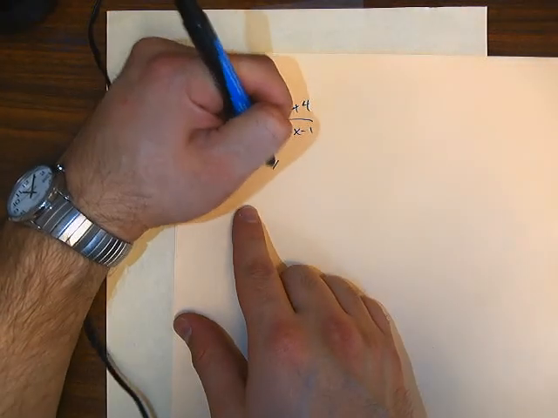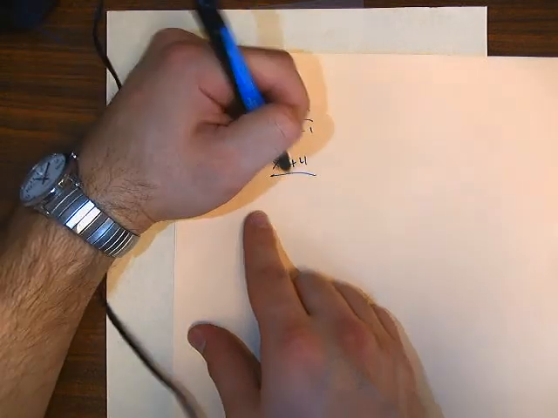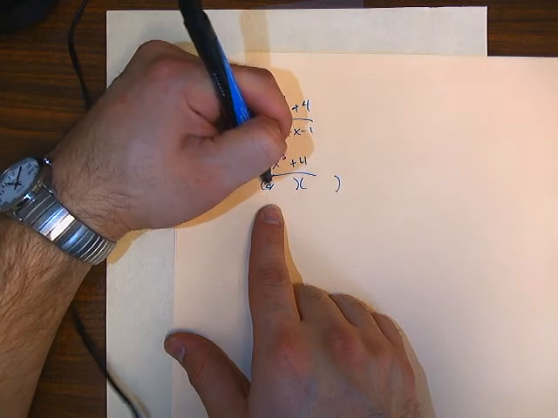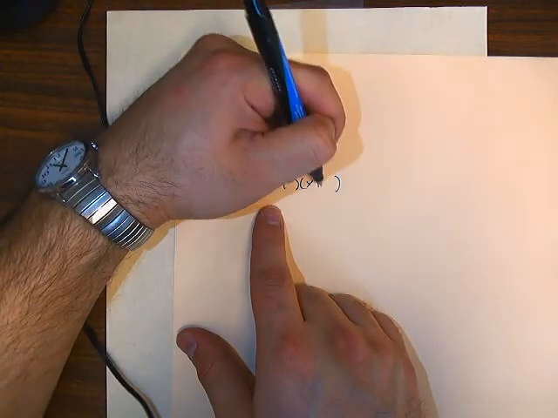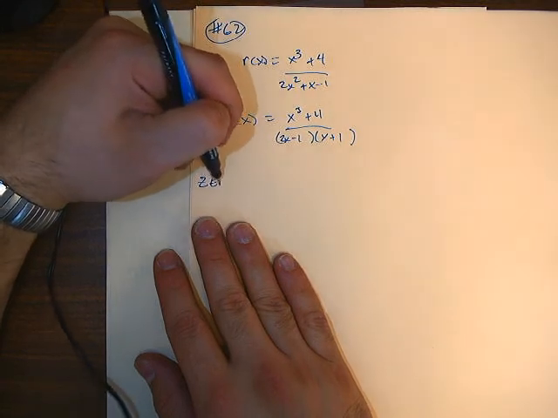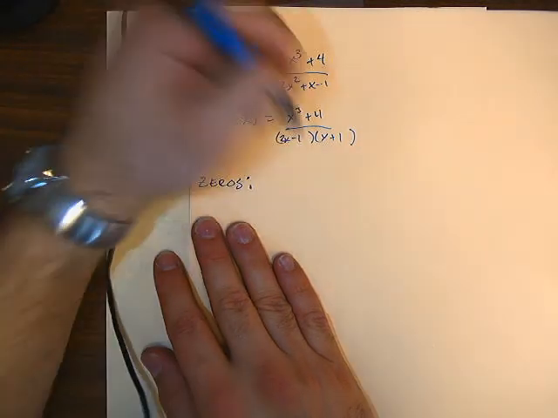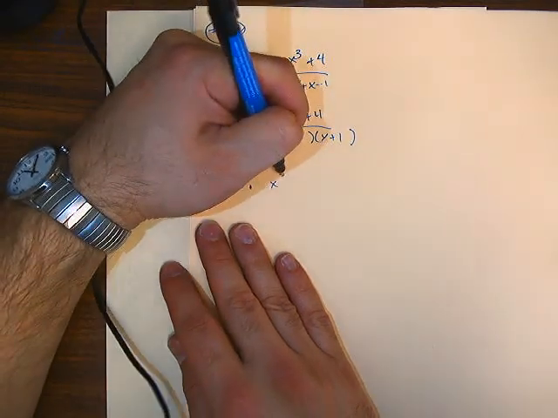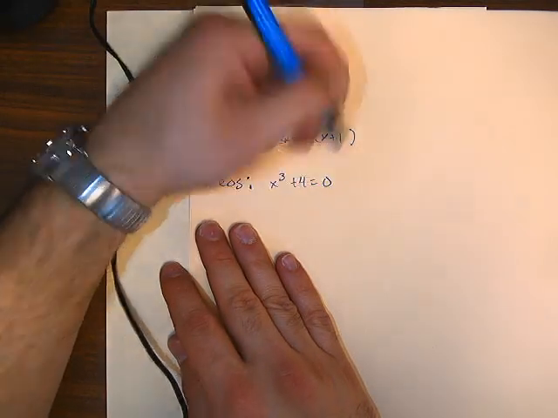So what we're going to do is leave the numerator the same, plus 4, and the denominator we're going to factor out. And we're going to factor that to be 2x minus 1 and x plus 1. So once we're here, we can find the zeros. And the zeros are given by setting the numerator equal to 0. x cubed plus 4 equals 0.